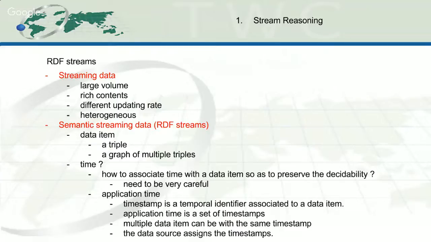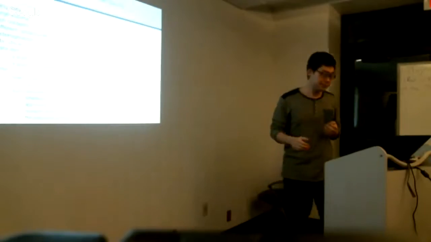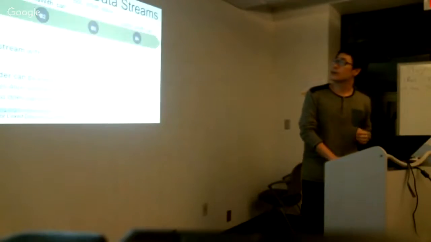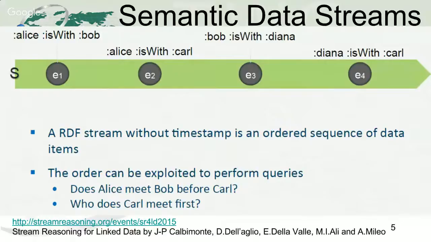For application time, we can leverage a timestamp, which is a temporal identifier that can be associated with the data item. The application time is a set of timestamps, so that means a data item can have one timestamp or multiple timestamps, like an example that will be given later. Next slide. Okay, so this is one example of semantic data streams.